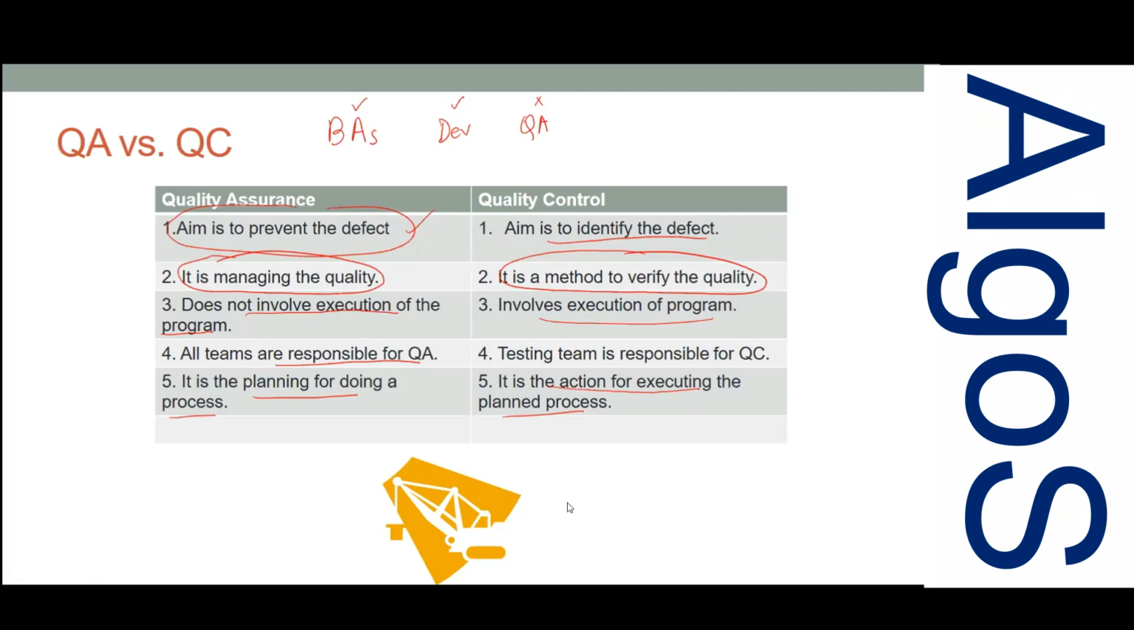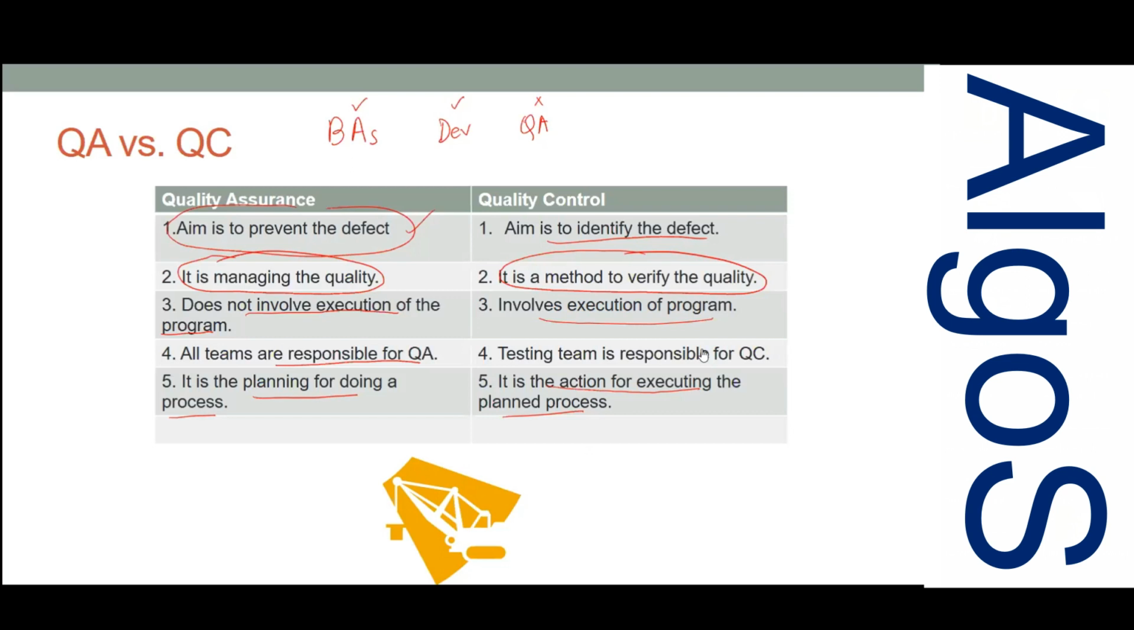So there's a question here. So can we say that QA is such as a management role and framework of the production process? Yes, that is how we can say it. Quality assurance is about the management of the overall project.